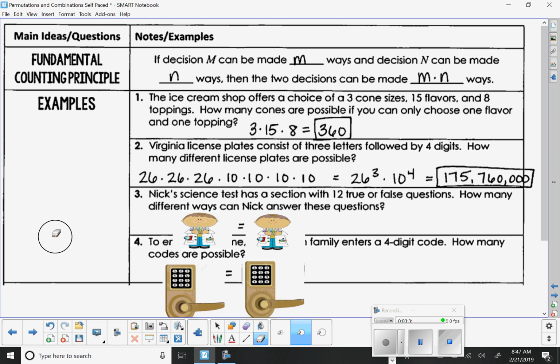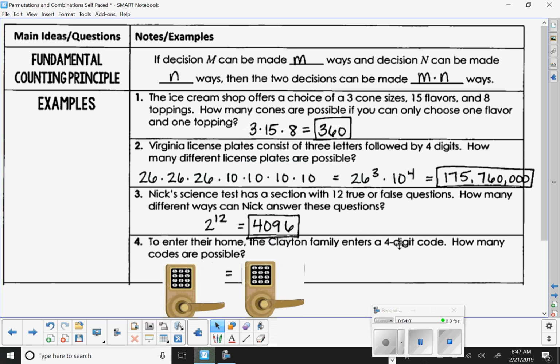Now, erase these guys over here. The next one up, let's look at Nick's science test. It has a section with 12 true or false questions. How many different ways can Nick answer these questions? Well, first, does it matter that it's true or false? Maybe. Think about it. It does. It's true or false, 2 to the 12th. Okay? That means 4,096.